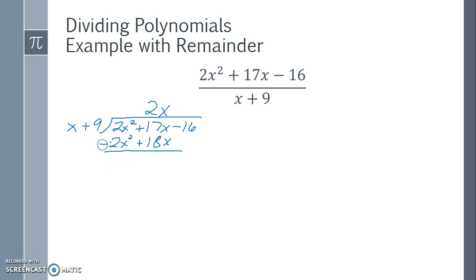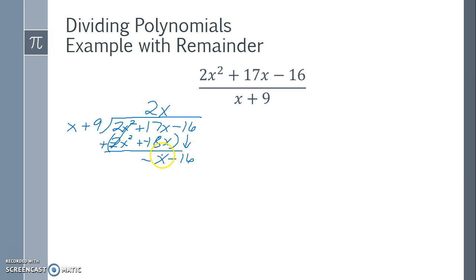Okay, now we're going to subtract these two. Remember when we subtract, we change all the signs on the inside, make an addition symbol. So 2x squared plus negative 2x squared is 0. 17x plus negative 18x is going to be negative x. Okay, and we bring down our negative 16 from up there.